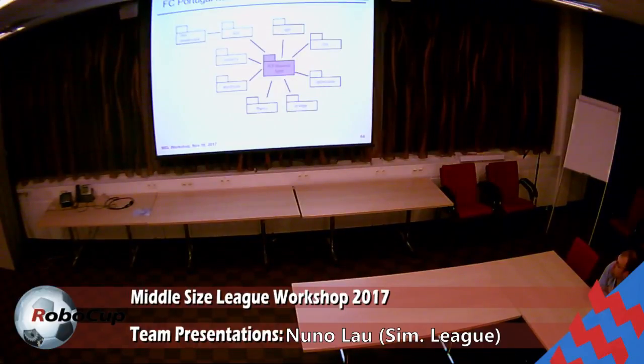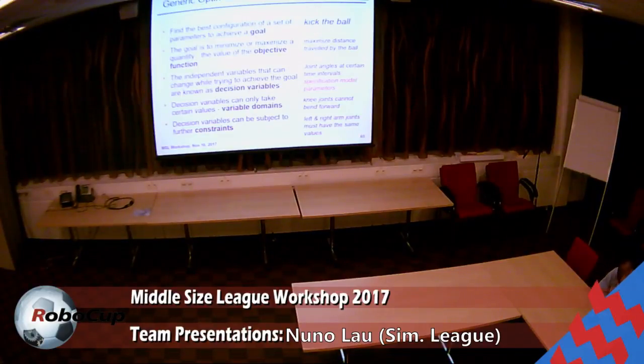The FCPortugal humanoid agent is built around several modules, like the skill module, logger module, the utils module, optimization, strategy, physics, world state, and geometry. And for example, one of the points that the simulation allows you to do in a very good way, and it's better than real robots, is to use optimization in order to derive your skills.